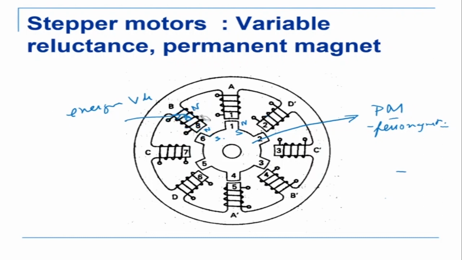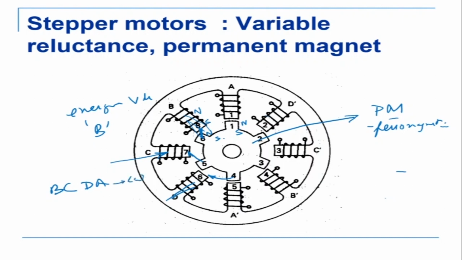So when I energize pole B, or this teeth B, it will create a magnetic field which has a north and south, and this will attract the teeth there, and this will align against that. Then I energize this one, so this will move this side. Then I energize this one, this will move this side. So energize in sequence like B, C, D, A, and the rotor is going to go clockwise.